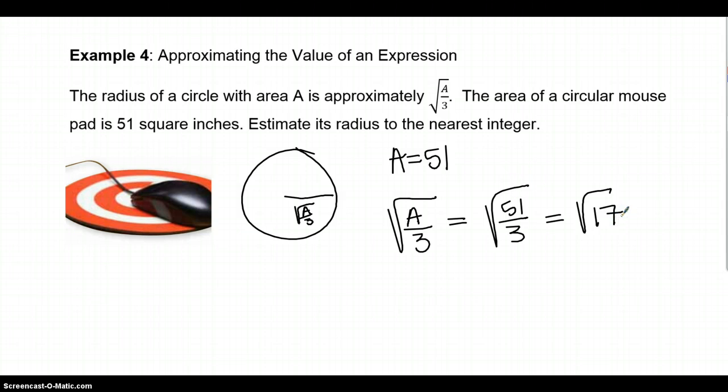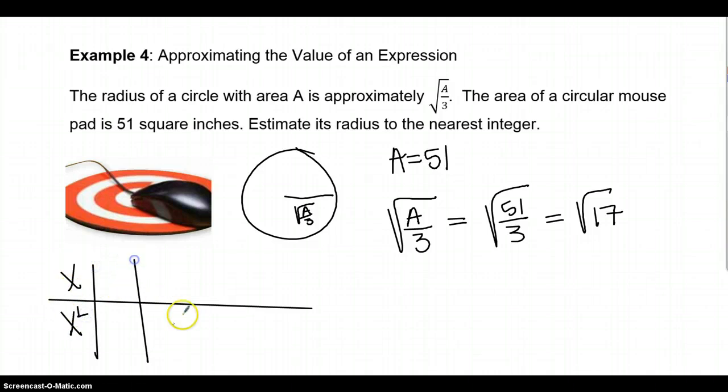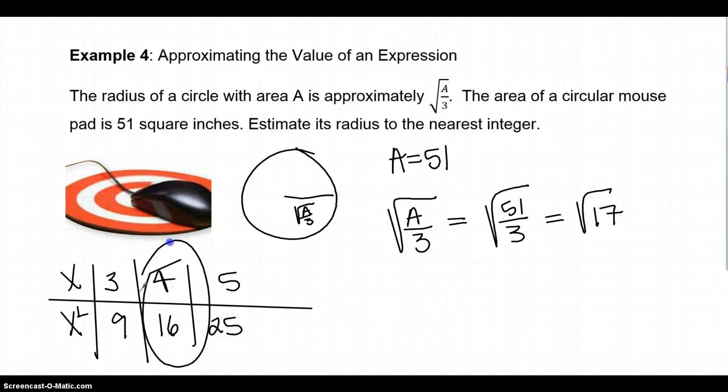And now it wants me to estimate that to the nearest integer. So if I think about my x and x squared table, the numbers that are pretty close to that are 3 and 4 and 5. 3 squared is 9, 4 squared is 16, 5 squared is 25. So the square root of 17 is closest to 4, so my radius is going to be approximately 4 inches.